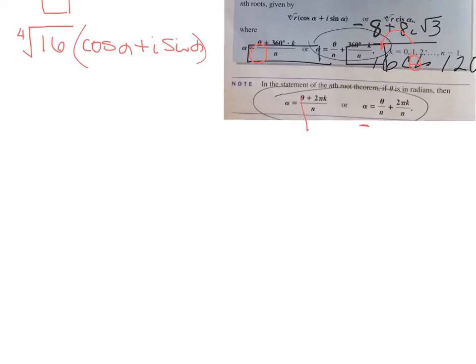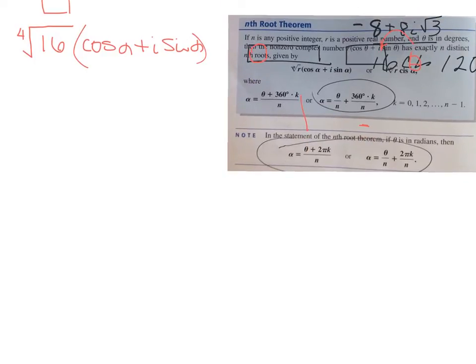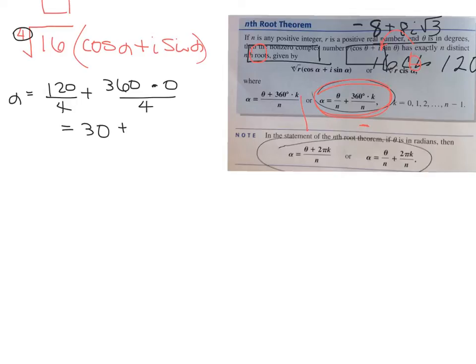Alright, so theta, or alpha. I'm going to look at this right here. That's what I'm going to focus on. So my alpha is going to equal theta, which, what is theta? My theta is, I determined a 120-degree angle, right? So I've got 120 divided by n, which is 4, plus 360 times k, our first k was 0, right, over n, which is 4. And that will give me 120 divided by 4 is 30, plus 360 times 0 is 0 over 4, which is 0, which is going to give me 30. So when k is 0, alpha is 30.